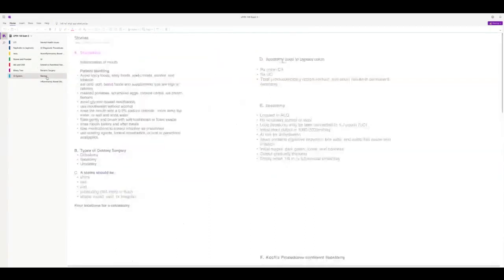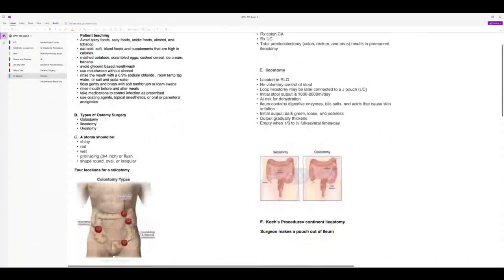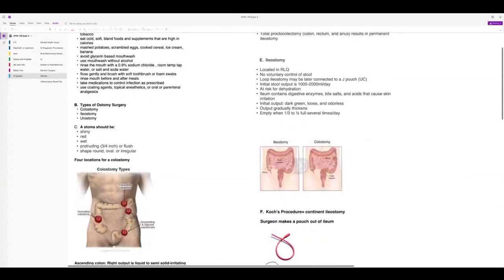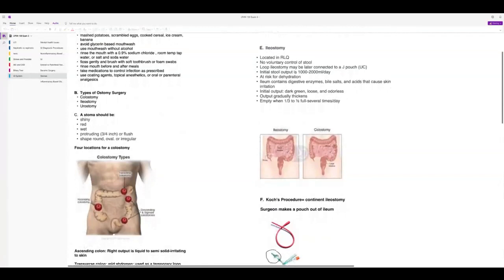Okay, with stomas, the important thing is that you need to know a stoma needs to be shiny, red, wet, or pink, protruding or flush. There are a lot of different shapes. Round is perfect, or oval or irregular, okay?